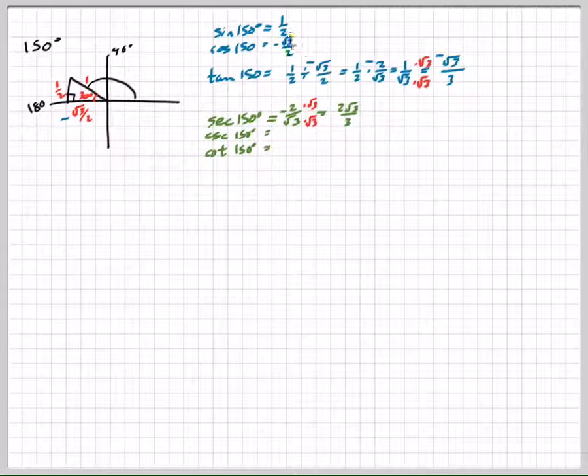So what's the reciprocal of 1/2? Oh, I love those ones. Yeah, that's just 2. Okay, I almost forgot the negative on that one. So that one's negative 2. Cotangent is the reciprocal of tangent.